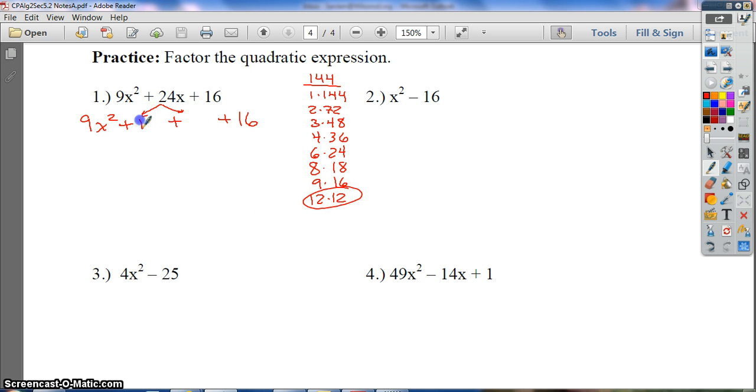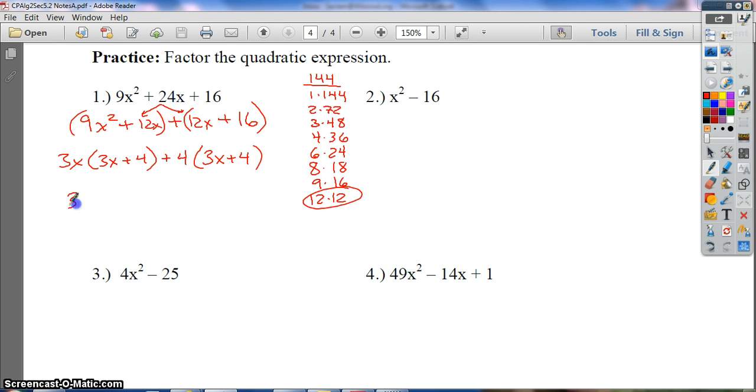So 12x and 12x. GCF for these two looks like 3x. So we have 3x plus 4 here. GCF for these two, positive 4. So 3x plus 4 again.